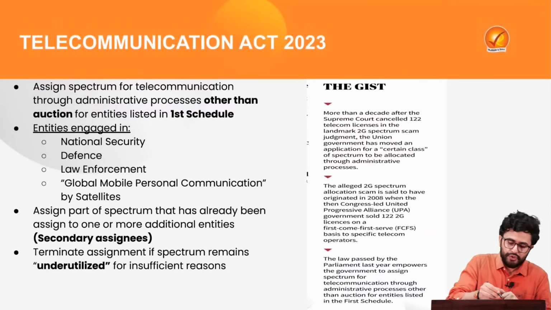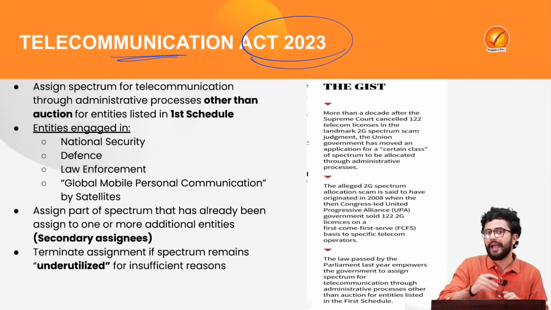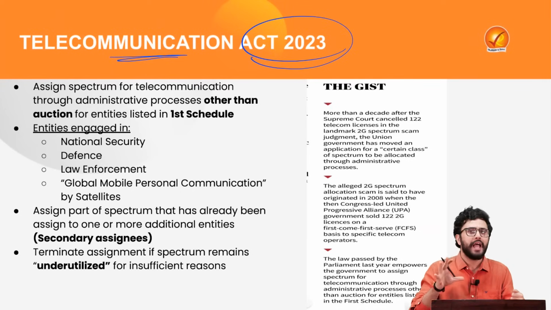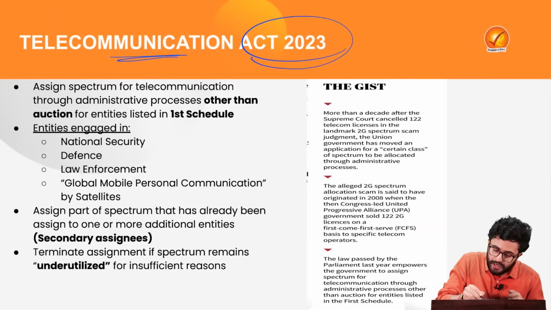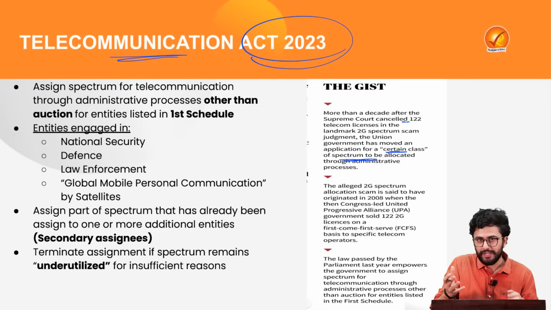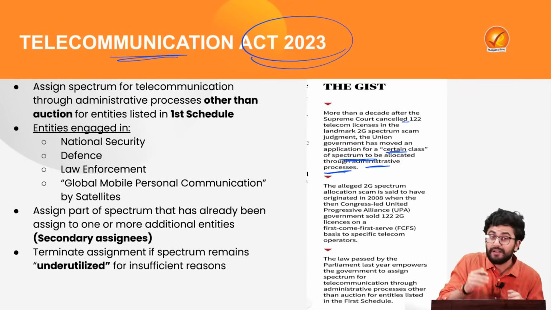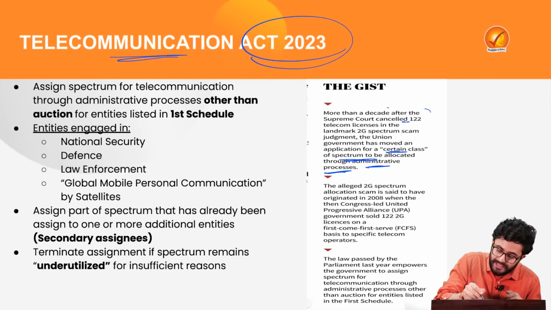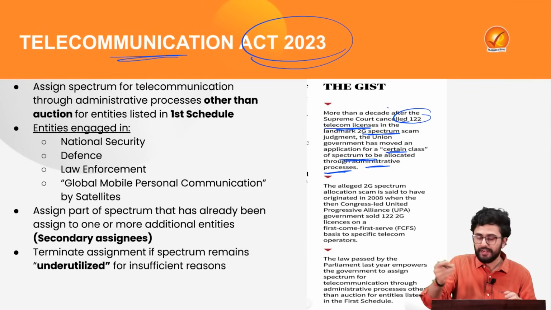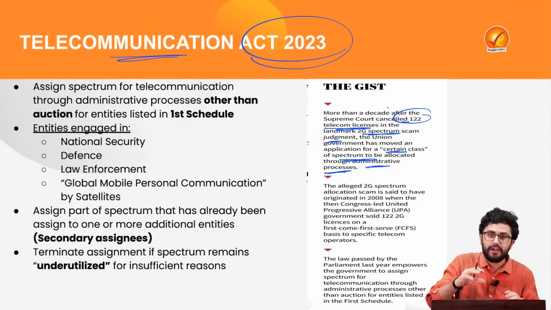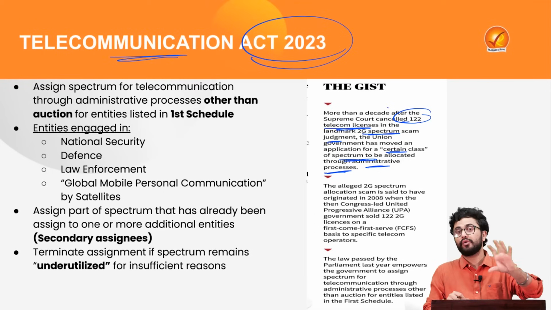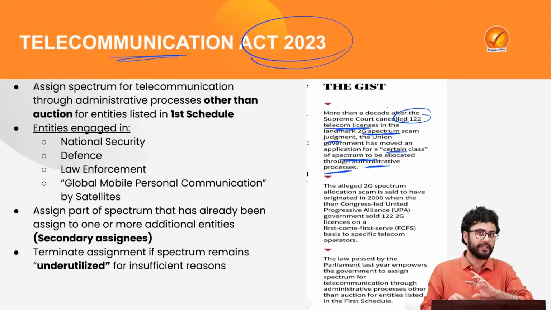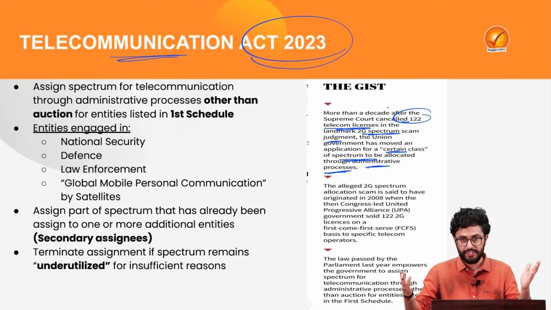The first of which talks about the Telecommunication Act 2023, which has been in the news because the government is trying to move a certain class of spectrum to be allocated through administrative processes now. And the Supreme Court had actually cancelled such telecom licenses in relation to the 2G spectrum scam, where such administrative allocation of spectrum had taken place, leading to that big scam of 2G.